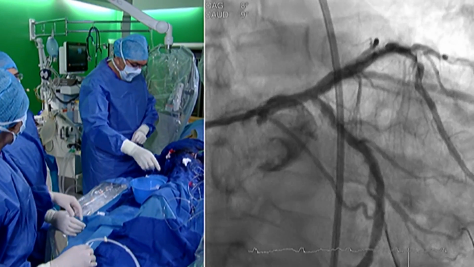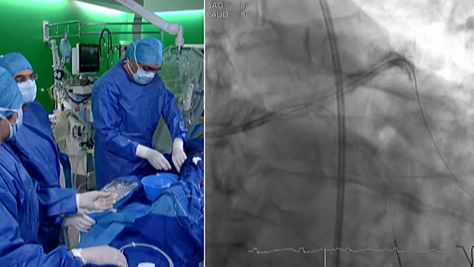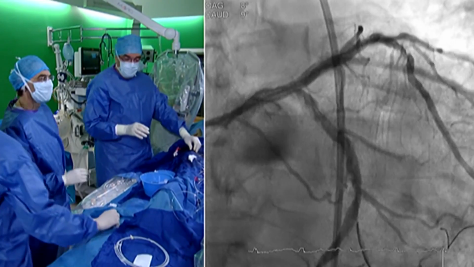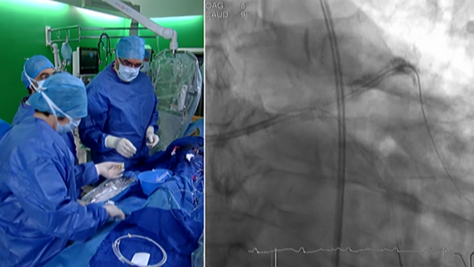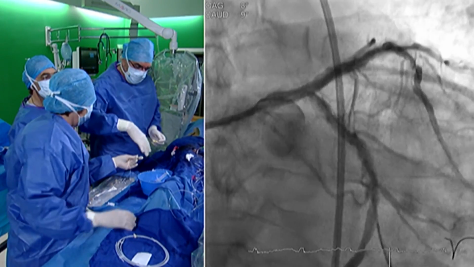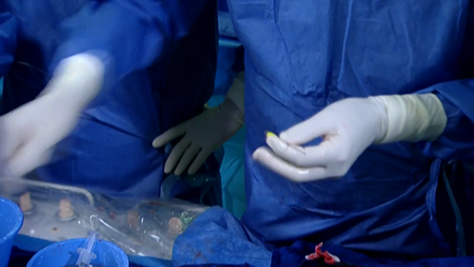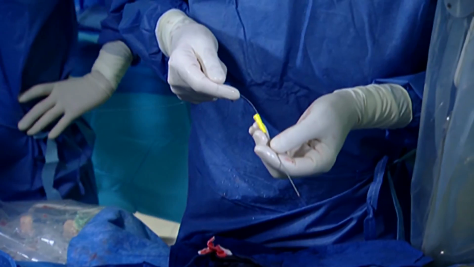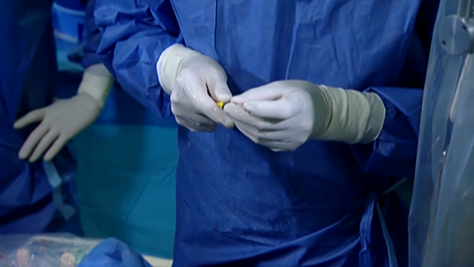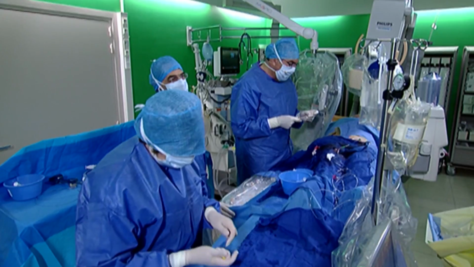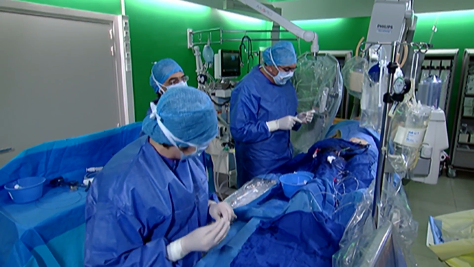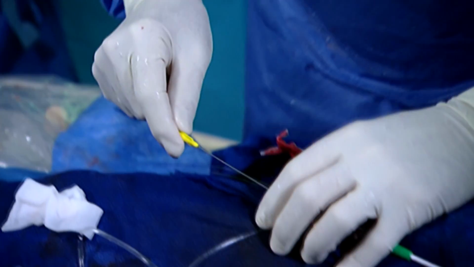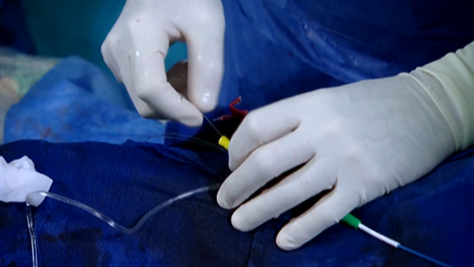Now what I would like to do is to place a stent in the circumflex. We have to place the wire, and so I take a third wire. So we have one wire in the LAD, one wire which is jailed by the stent in the distal circumflex, and now we will try to place a third wire in the right channel of the circumflex.